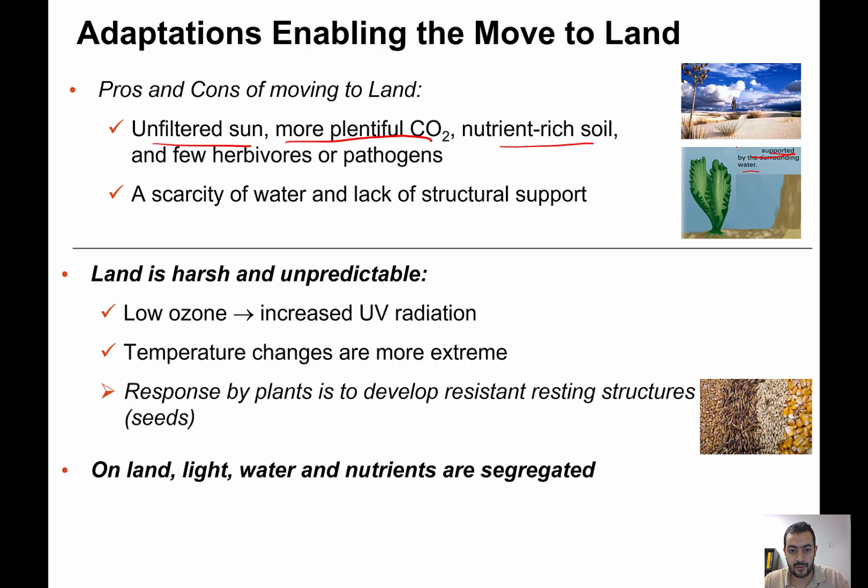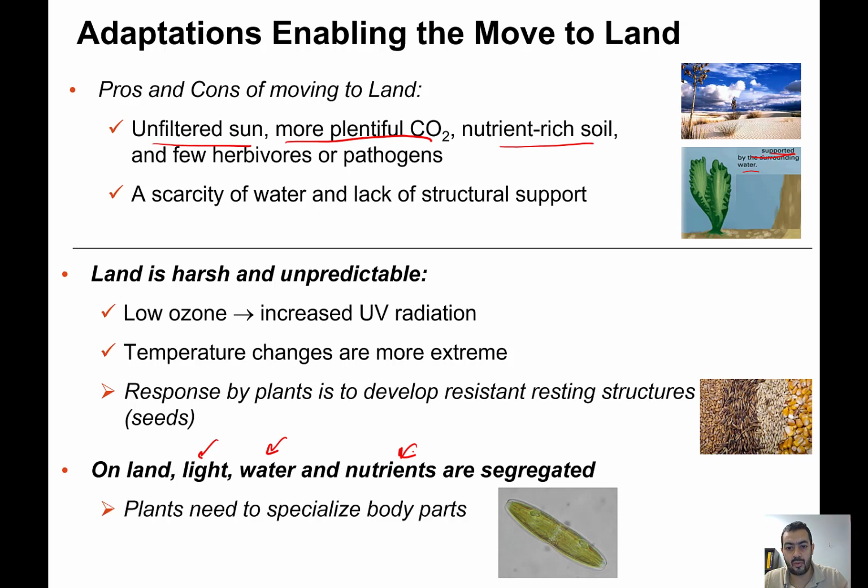environment in land. Another challenge that the plants has to deal with was the fact that light, water, and nutrients are segregated on land. So imagine a situation of the ancestor of these plants living in the aquatic environment near to the surface of the water, not very deep, but just at the level of the water, and by that they have an access to the light, and they are already immersed in water, and they get the nutrients dissolved in the water. So everything is in one place.